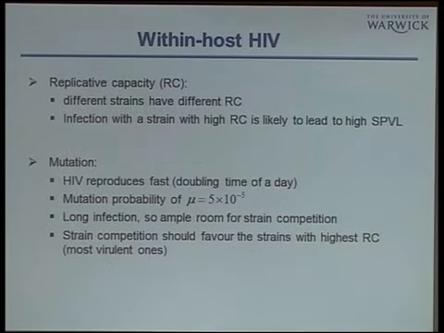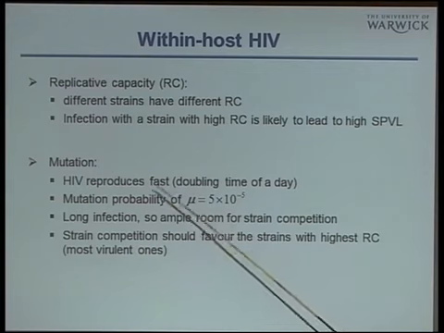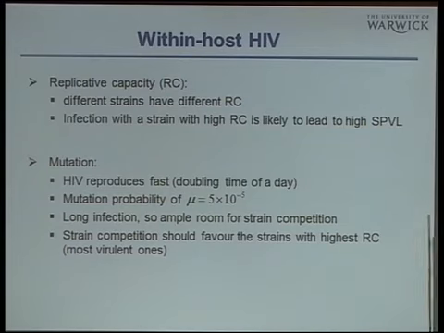Now I jump into the within host framework. And within host we have many different strains that can be distinguished, for example, in terms of replicative capacity. So the replicative capacity would be the rate at which a strain reproduces within the host. So it's basically its fitness within the host. And it seems also from data that infection with a strain with a high replicative capacity leads to a higher set point viral load.